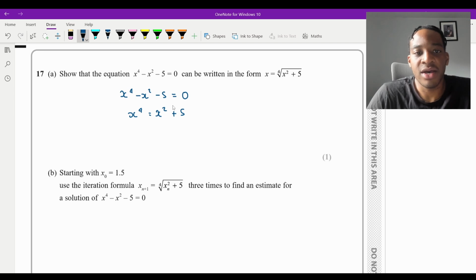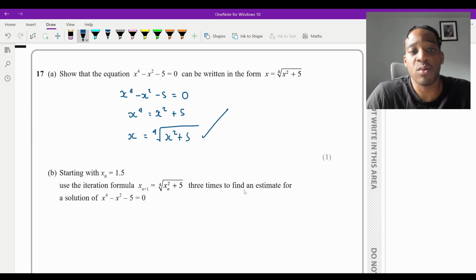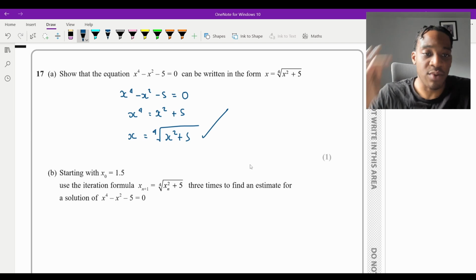Now, if I compare, they've got x is equal to the 4th root. I've got an x to the power of 4. So now I just need to 4th root, don't I? So I'm going to do x is equal to the 4th root of x squared plus 5. And that's it. And that will give you the 1 mark. So that's done. Let's do part B.